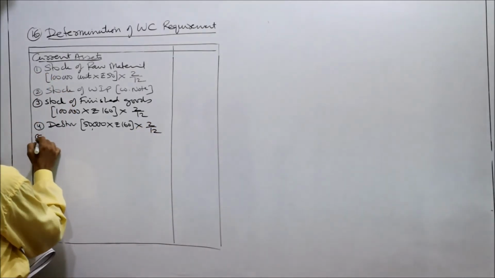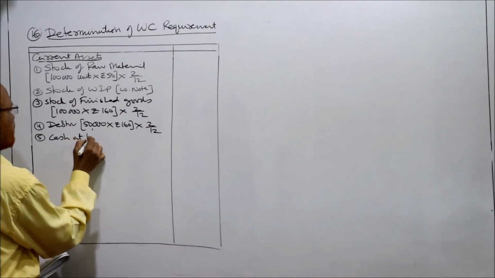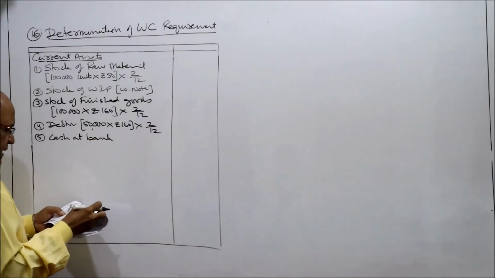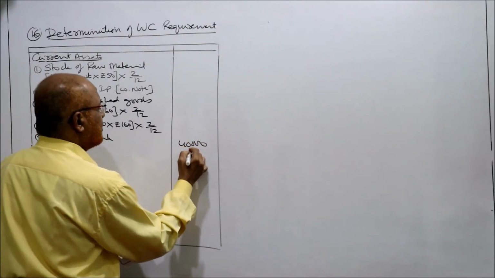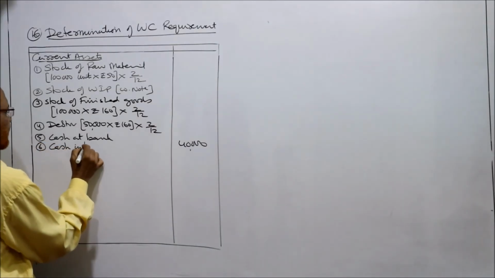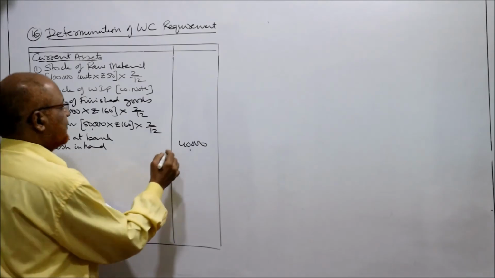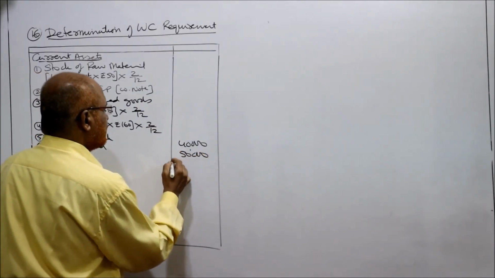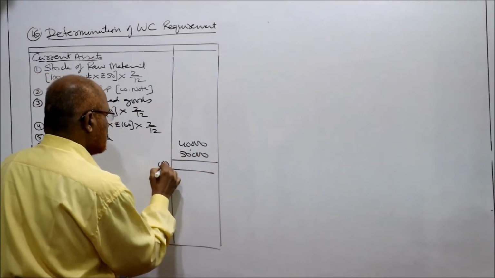Cash at bank is 40,000. Cash in hand is 50,000. Total A.